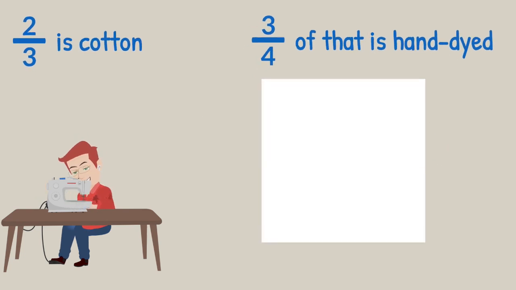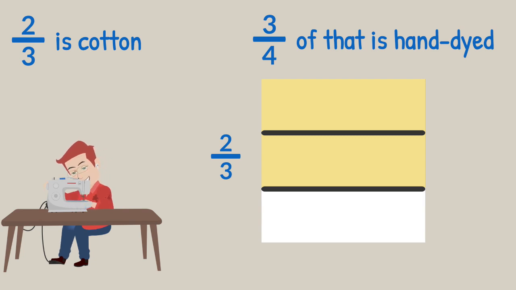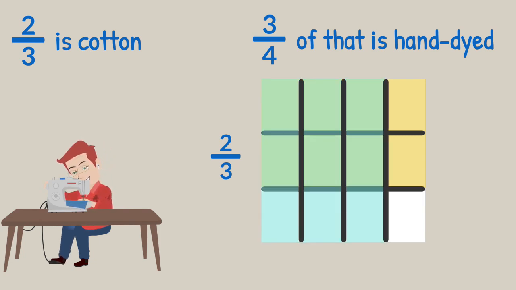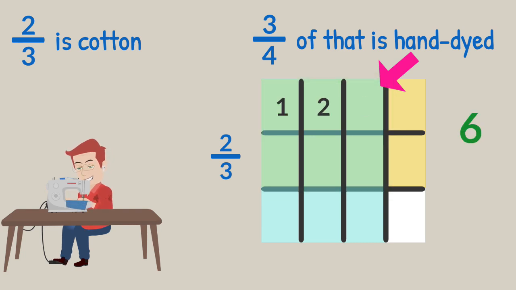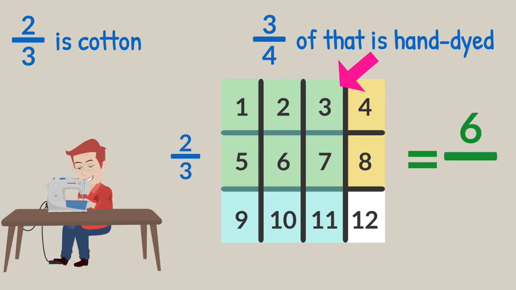Divide your model into 3 portions in one direction and shade in 2 of them. This represents the 2/3 of the quilt that is cotton. Next, divide the model into 4 portions in the other direction, shading in 3 of them. This part represents the hand-dyed part. Counting the portions shaded both times gives 6. There are a total of 12 portions in the model. 6 out of 12, or 6/12 of Max's quilt, is hand-dyed cotton.